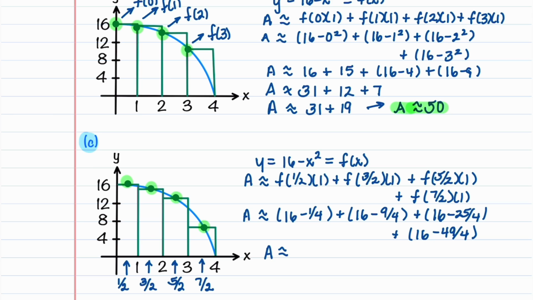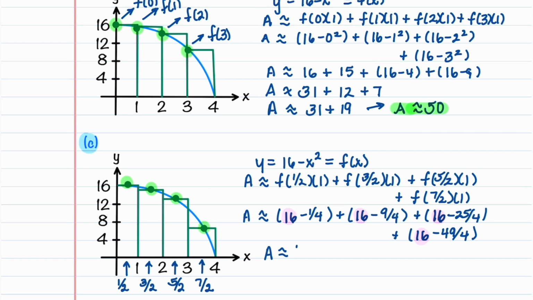One thing that is going to make our calculation a lot easier is if we go ahead and add all 4 of our 16s together. So this is going to be 16 times 4. And then we're going to subtract 1/4, 9/4, minus 25/4, and minus 49/4. Let's see what this gives us.